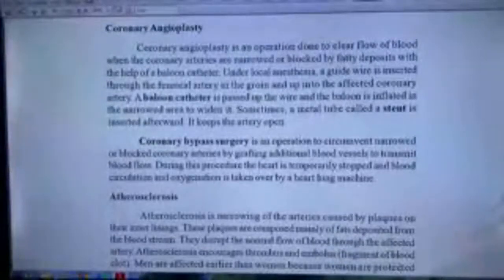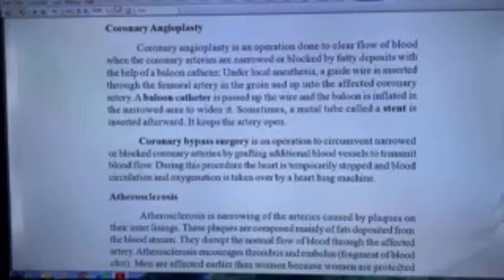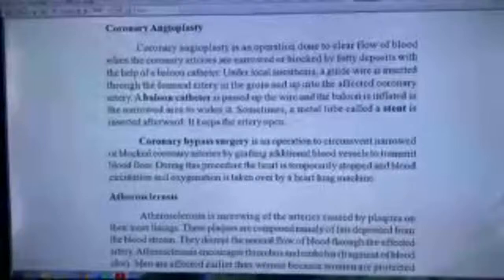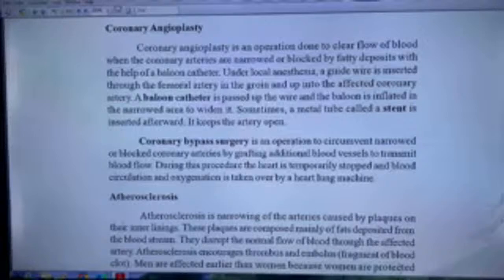Coronary angioplasty, an important step for heart disorder. Coronary angioplasty is an operation done to clear the flow of blood when the coronary arteries are narrowed or blocked by fatty deposits. With the help of a balloon catheter under local anesthesia, a guide wire is inserted through the femoral artery to the affected coronary artery. A balloon catheter is passed up the wire and the balloon is inflated. A tube called a stent is inserted afterward. It keeps the artery open.